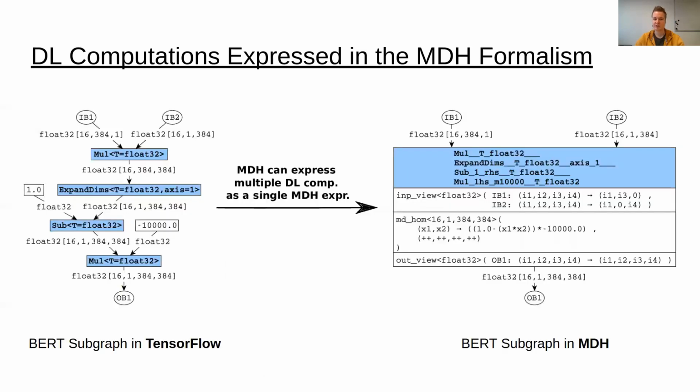A further interesting observation is that our approach is also able to express multiple deep learning computations as a single MDH expression. This process can be automatized by exploiting MDH's formal properties, and we will demonstrate that in our future work. So here on the left, you can see the TensorFlow implementation of a deep learning subgraph taken from BERT's neural network consisting of multiple deep learning computations. And we are able to express the subgraph as a single MDH expression on the right. And this allows MDH optimizations like parallelization and tiling, for example, to be applied across the deep learning computations instead of optimizing each computation individually, resulting in higher performance.